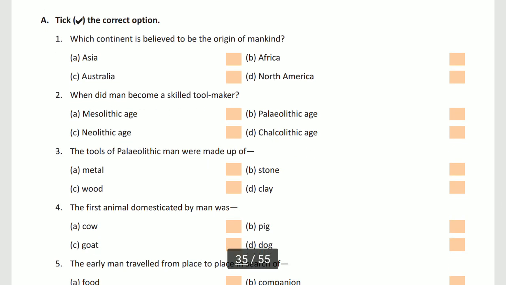So now come to the exercise. Now we are going to solve the A, B and C parts. First question, take the correct option. Which continent is believed to be the origin of mankind? Africa is the right answer. B. All of you, tick Africa in your book. Africa is the right answer for the origin of mankind.